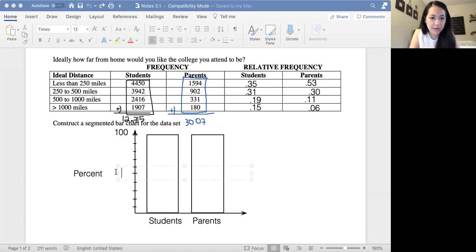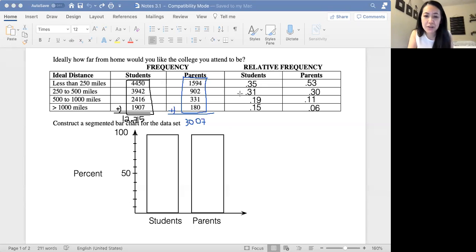All right, let me label my 50 here to make it a little easier for myself. All right, and now we just need to break up the segments, okay? I think it makes the most sense to have the least amount of distance at the bottom and then go all the way to the top to the highest or furthest away. So I'm going to go from the bottom being less than 250 miles to the top segment being more than 1,000 miles. Okay, so let's try this.